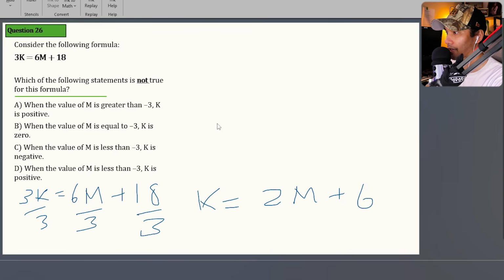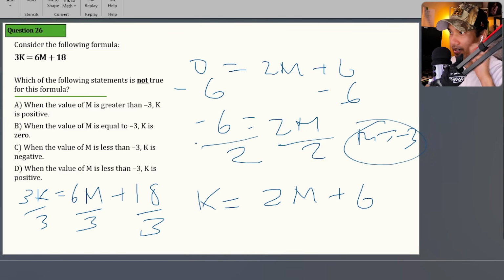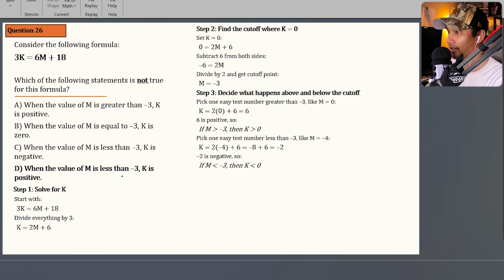And then after that, you set this to 0, and then you're going to find your cutoff point. 2m plus 6, minus 6 on both sides equals 2m, divide by 2, m equals -3. Okay, that's our cutoff, and then you go above and below that, and then start testing the statements. So that's what we're doing here.